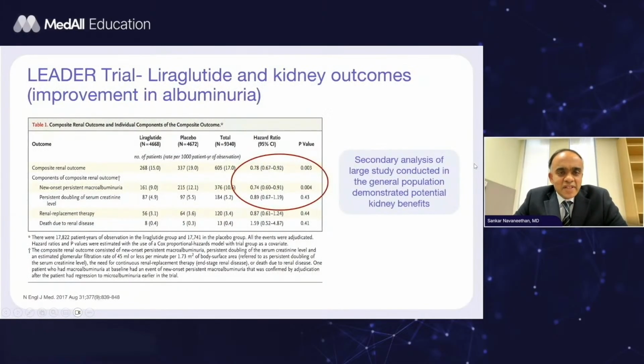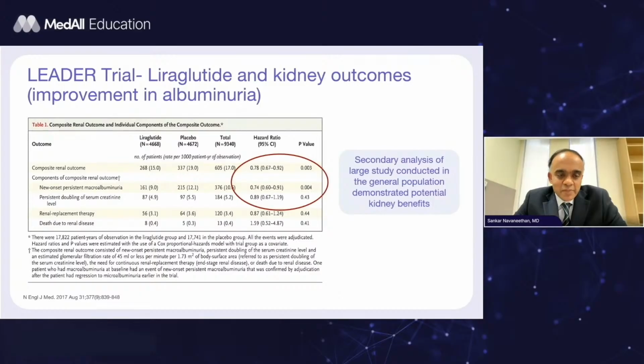It started with the LEADER trial. The LEADER trial focused on liraglutide and cardiovascular outcomes in the general population with type 2 diabetes. The primary results showed there was an improvement in cardiovascular outcomes, and a secondary analysis showed that there was improvement in the composite renal outcomes. In the composite renal outcome, the most important measure was an improvement in the new onset persistent macroalbuminuria.